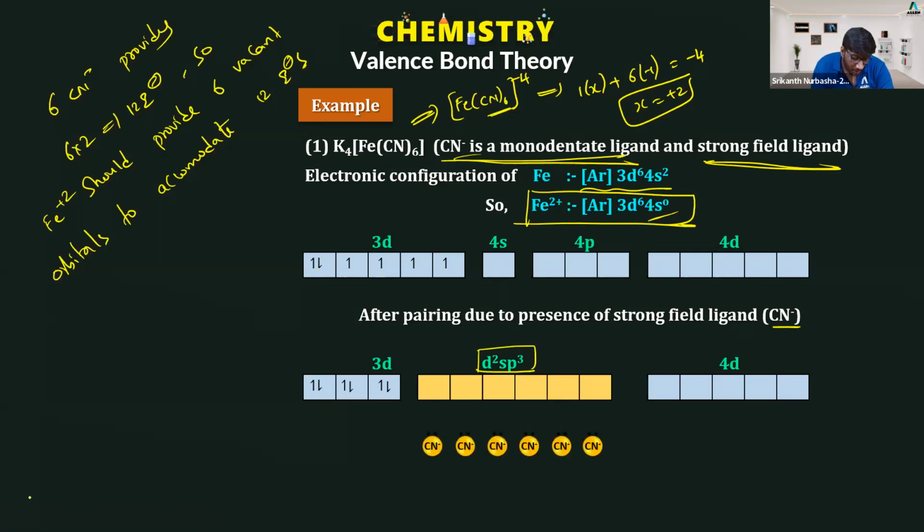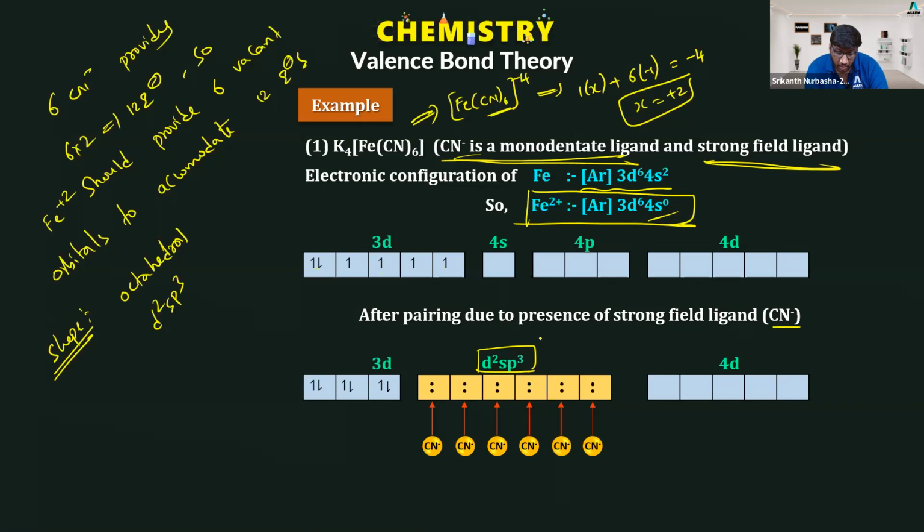So CN minus will now provide electrons to every d2sp3 hybrid orbital. Each CN minus is giving 2 electrons, so 6 ligands give electrons to the d2sp3 hybrid orbitals. d2sp3 or sp3d2, what is the shape or geometry? The shape is going to be octahedral. What is the hybridization? d2sp3.